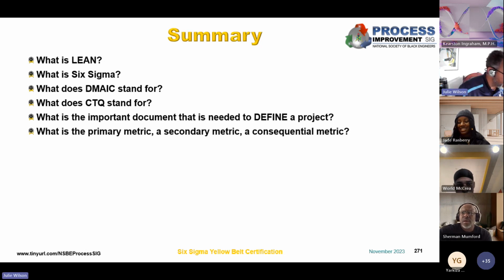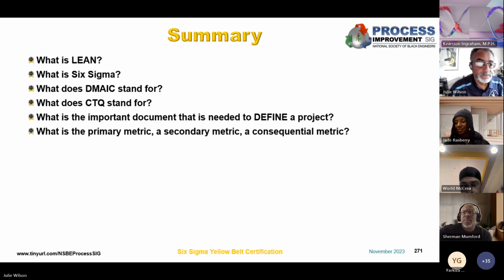Yeah, primary metric, consequential metric, secondary metric. What's your primary metric? Primary is your Y. That's your project Y. That's the defect you're trying to fix. What's the secondary metric?